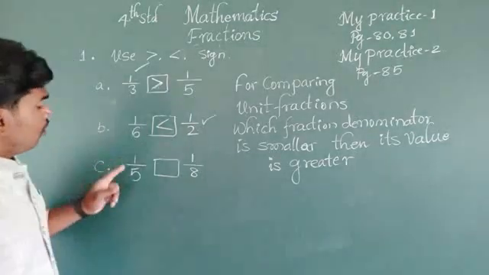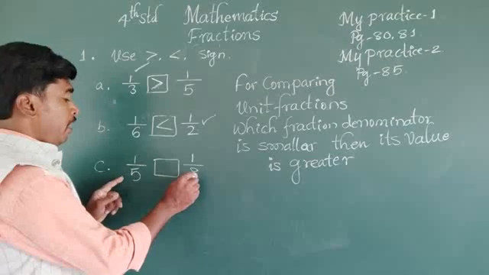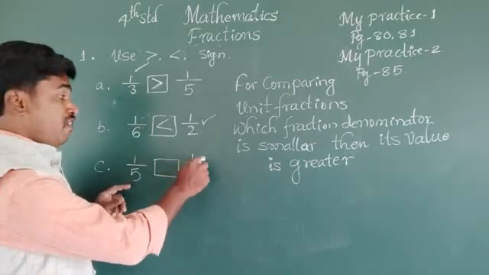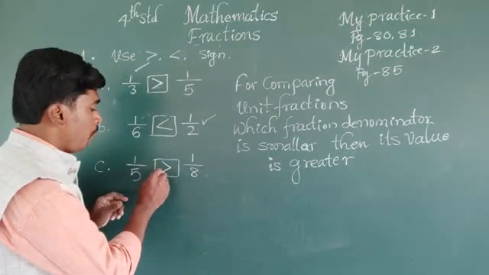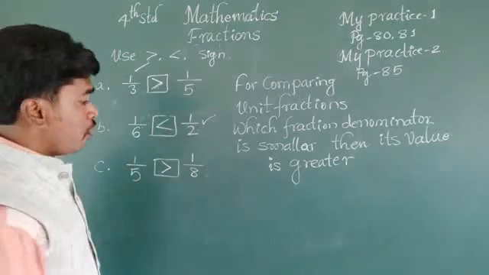Again, observe the denominators in 1 by 5 and 1 by 8. 5 and 8, what is greater here? 8 is greater, so its value is small, so you can use this sign: 1 by 5 is greater than 1 by 8. You just compare here, children.